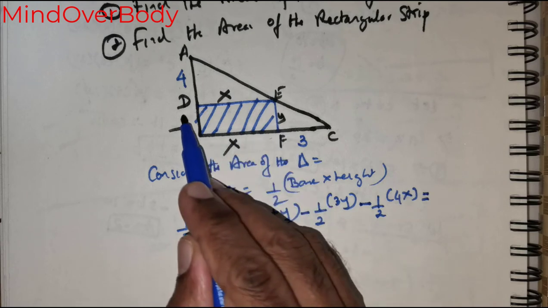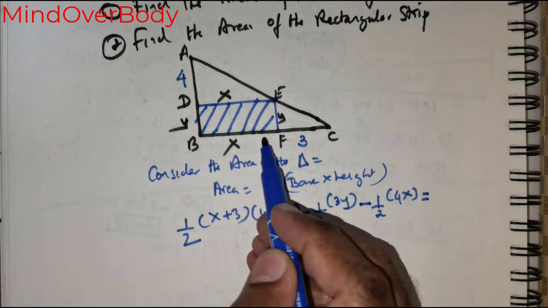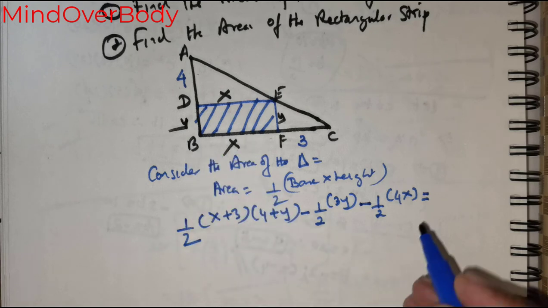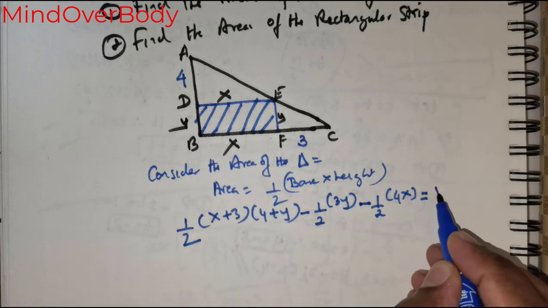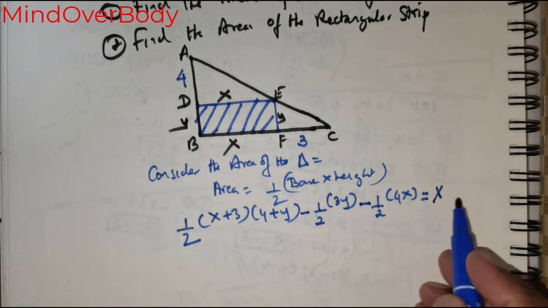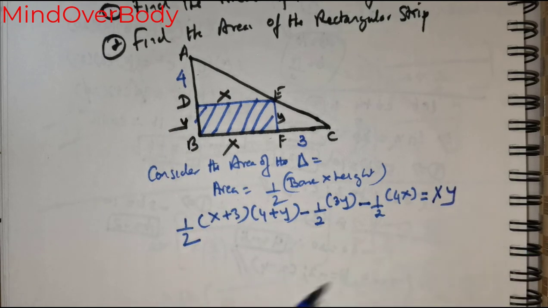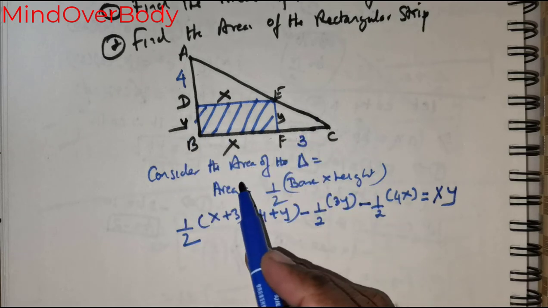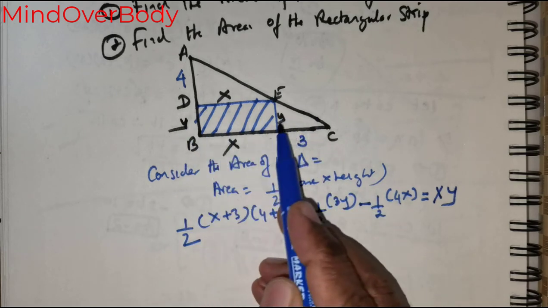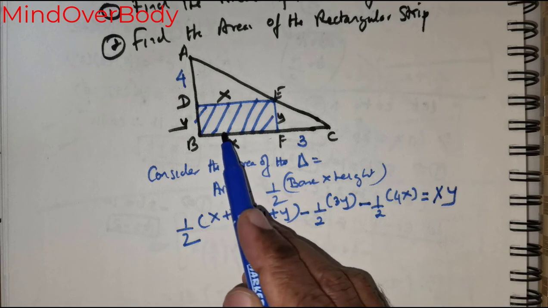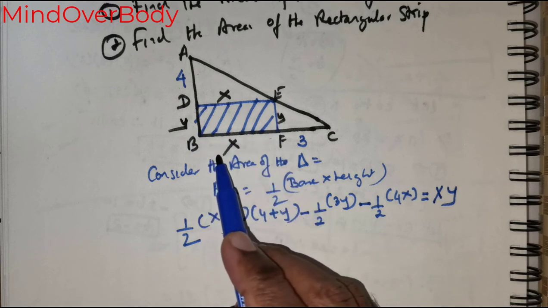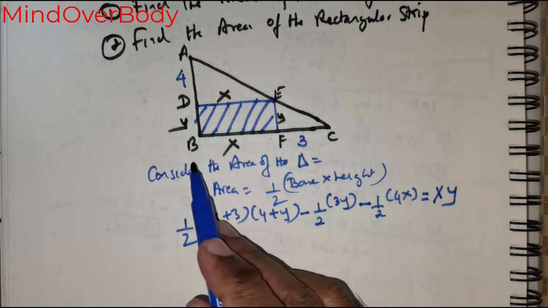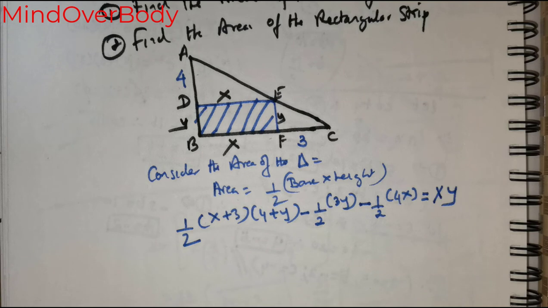And what is the area of the rectangle? I would say the base times the height, or length into breadth, right? So the length is x and the breadth is y. So this is what we have got. So taking away all the portions from the triangle, we would be reduced to the rectangle, and its area is length into breadth, or you can say base into height, whichever you're comfortable with.